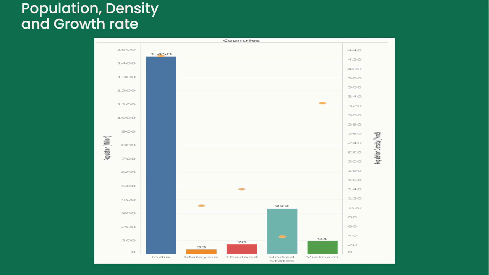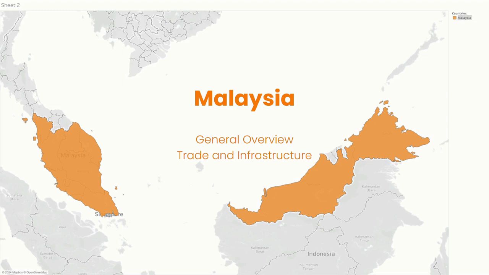And next, there is a bar graph which shows the population density rate and growth rate of all these countries, including the US. India has the highest population, whereas Malaysia has the lowest. Vietnam contributes around 94 million of population, whereas Thailand has 70 million, and the United States is around 333 million. Next, I will give the general overview, trade and infrastructure of Malaysia.